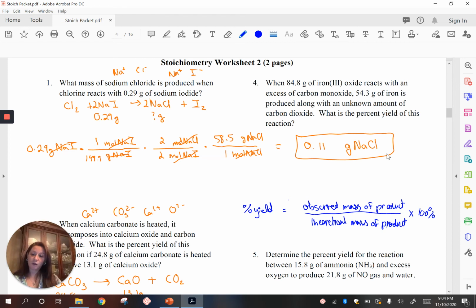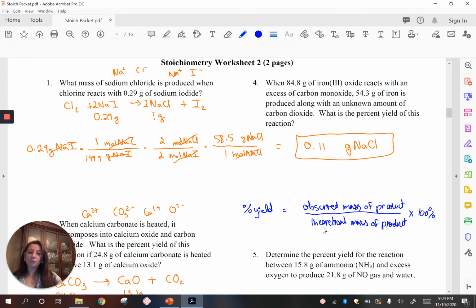In the real world, though, not all reactions go to completion. We do have sources of error. Maybe our product is wet, or maybe we lost some in transfer, or some other source of error happened. And so in reality, the mass that we end up with of the product is not always the same as what we calculated that it should be. And so the observed mass is the value that we actually get when we carry out our experiment. It's observed in the lab.